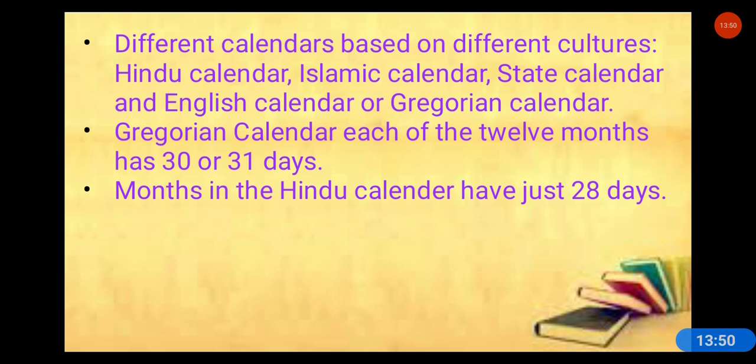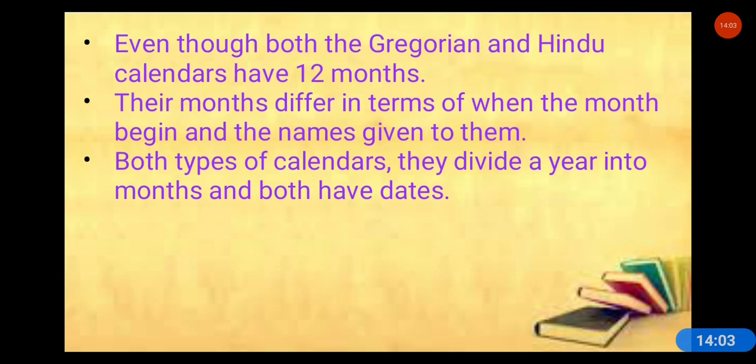Gregorian calendar and English calendar are both the same. In the Gregorian calendar, each of the 12 months has 30 or 31 days, and months in the Hindu calendar have just 28 days. So even though both the Gregorian and Hindu calendars have 12 months, their months differ in terms of when the months begin and the names given to them, right?